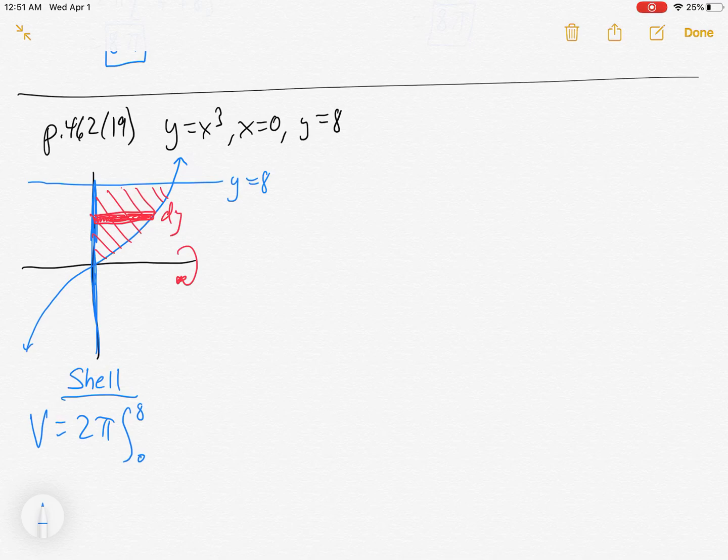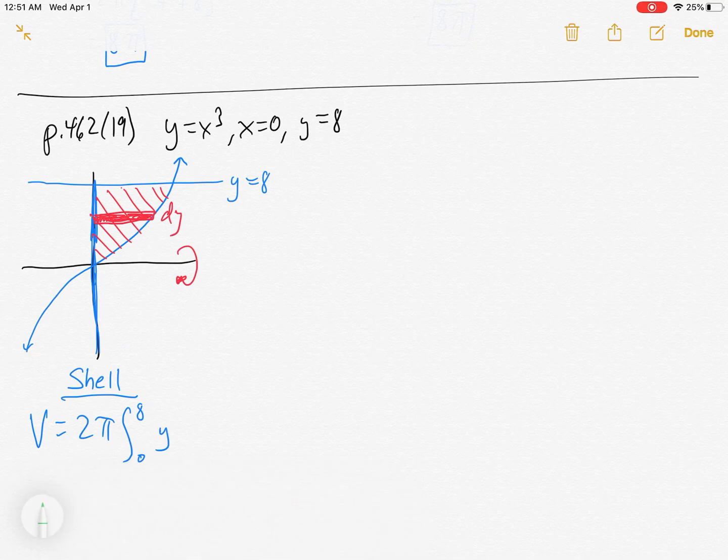I'm not going to get into the slicing. You could do the slicing again. It goes from 0 to 8. We need p-value. P-value, usually it's just x or y, and when you're revolving on the x or y axis, and it is y here.